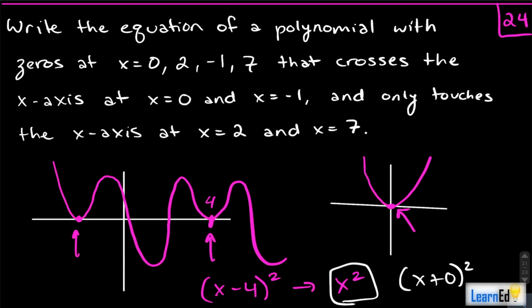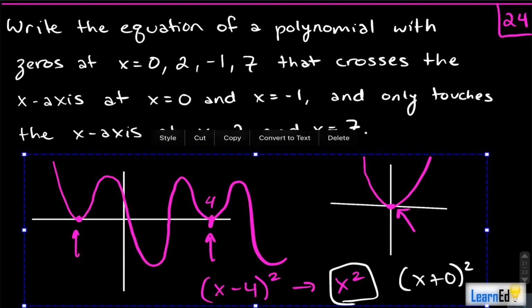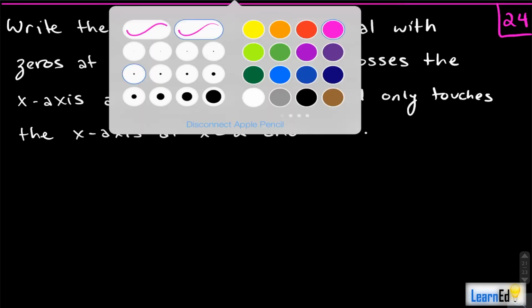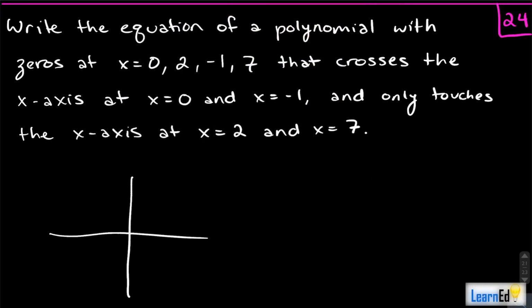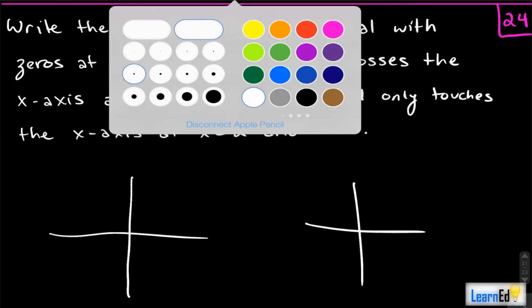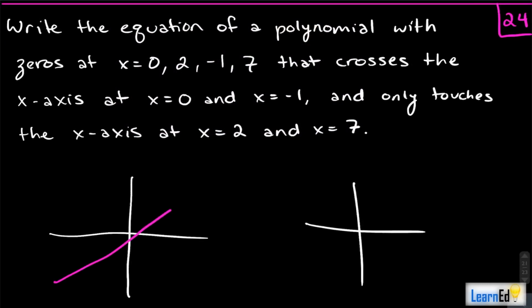And of course, when it crosses the x-axis, you will have an odd multiplicity. Okay, some examples of that. Let's talk about y equals x, which is odd multiplicity because you're talking about x to the first power. So that's 1, which is odd.